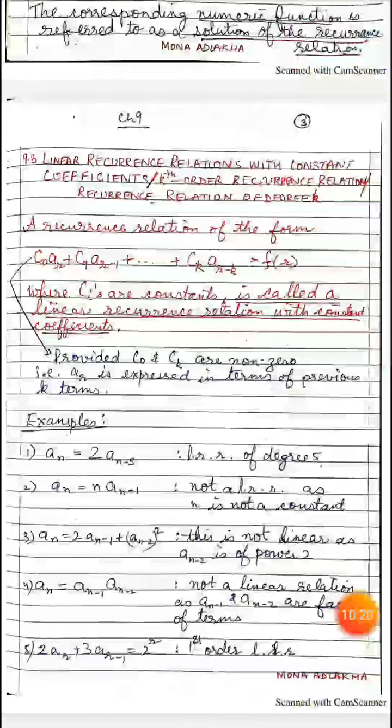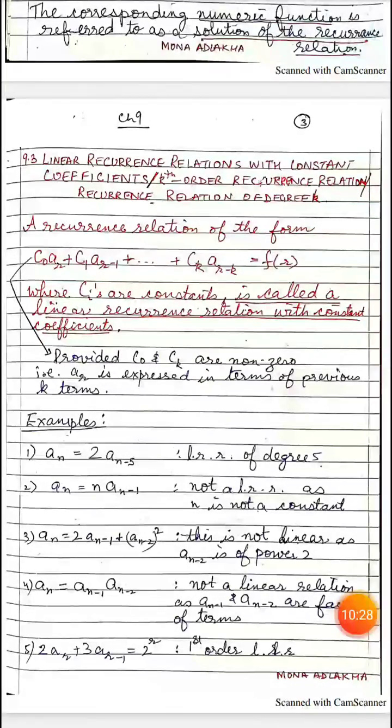So these two constants have to be non-zero. That means, as you can see here, the AR term is necessary and the AR minus K term is necessary. For these terms to be present in your equation, the constants corresponding to them, that is C0 and CK, have to be non-zero. So that is what is written here: provided that C0 and CK are non-zero, AR is expressed in terms of the previous K terms.